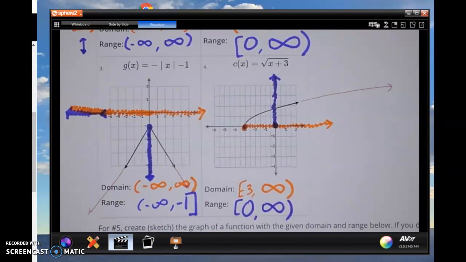So these are some examples of domain and range that will be really helpful in the show what you knows as well as the try it sections.